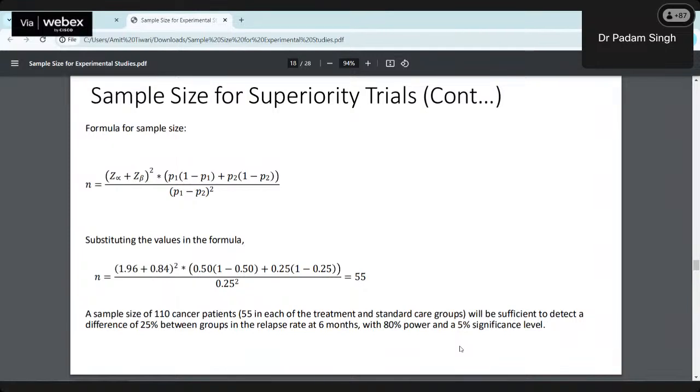Okay, and this sample size will provide you results with desired confidence level and desired power. So this is the example of superiority trial. Superiority trial में sample size कम होती है. In equivalence trial, let us take up the example of equivalence trial. Next, please.